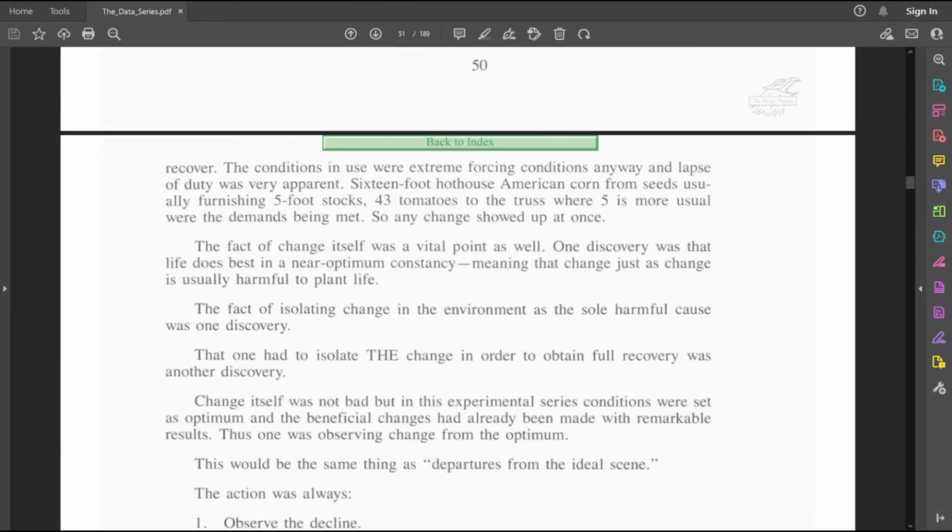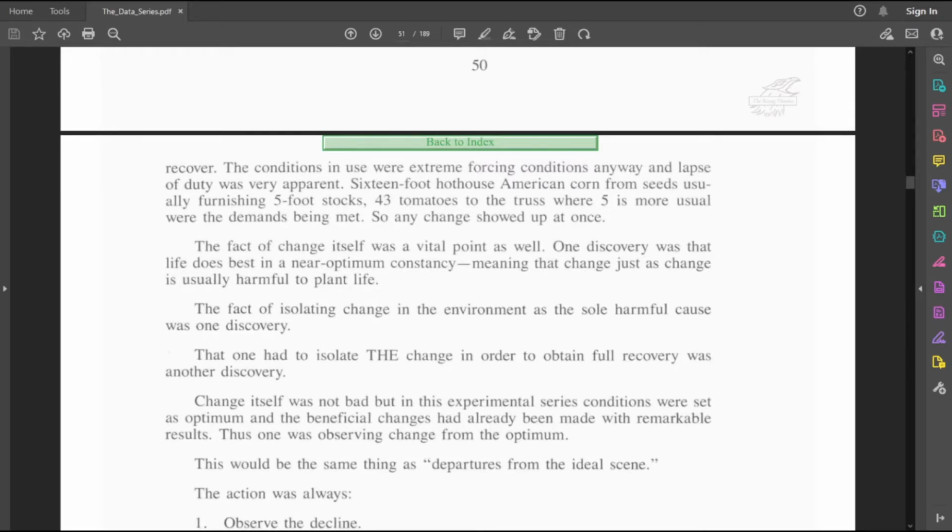The conditions in use were extreme forcing conditions anyway, and lapse of duty was very apparent. 16-foot hothouse American corn from seeds usually furnishing 5-foot stalks. I'm trying to figure out if he means stalks. 43 tomatoes to the truss, where 5 is more usual, where the demands being met. So any change showed up at once. The fact of change itself was a vital point as well.